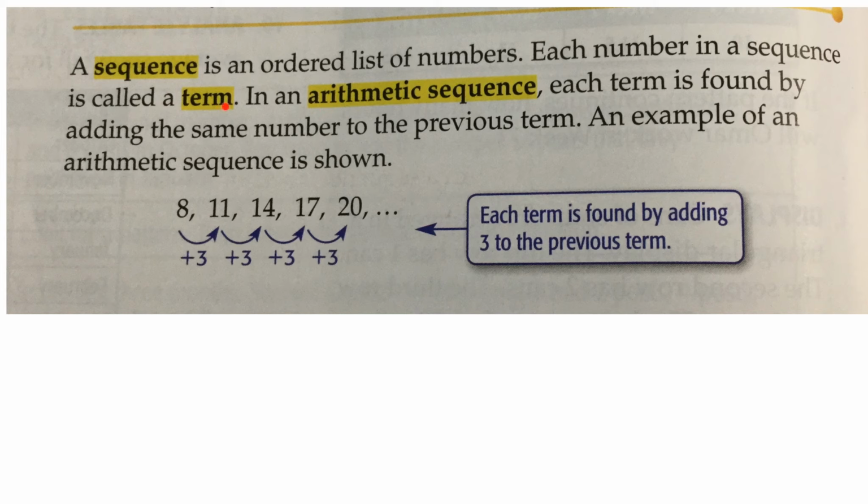Just interesting. Okay, so anyways, in an arithmetic sequence, each term is found by adding the same number to the previous term. So that's what we just had a second ago, where we were adding 4, adding 4, adding 4. Because we were adding the same thing every time, that makes it an arithmetic sequence. An example of an arithmetic sequence is shown below. So 8, 11, 14, 17, 20. And we can find the next term each time by adding 3, because we're going up 3 every time. So that makes this an arithmetic sequence.